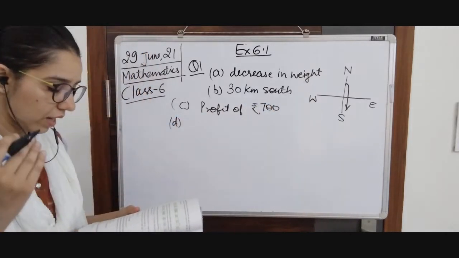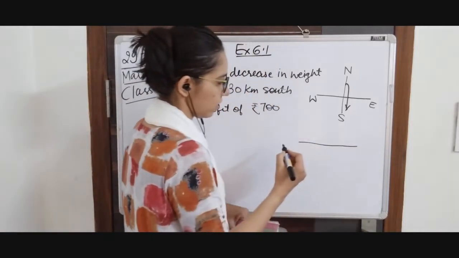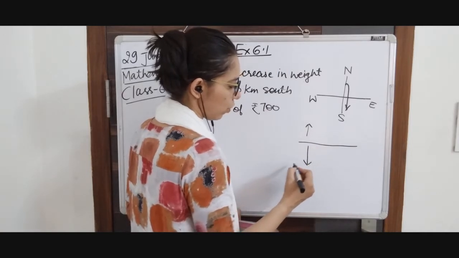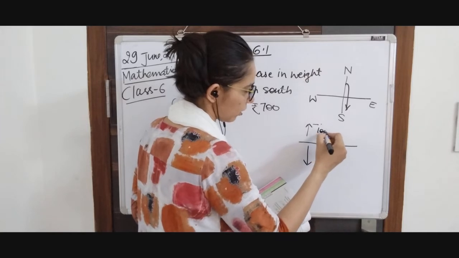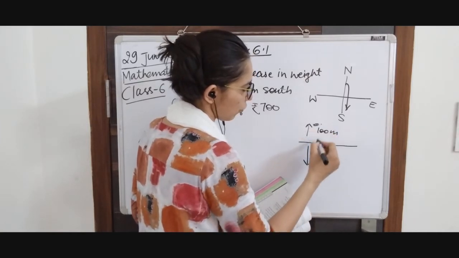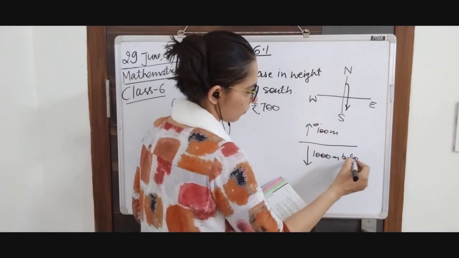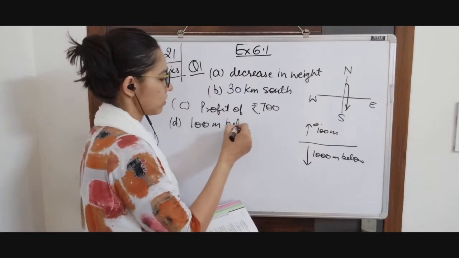D is 100 meter above sea level. So if this is the sea surface and this is above sea level, the opposite will be below sea level. So if we are provided with 100 meter above sea level, our opposite is going to be 100 meter below sea level. So D answer is 100 meter below sea level.